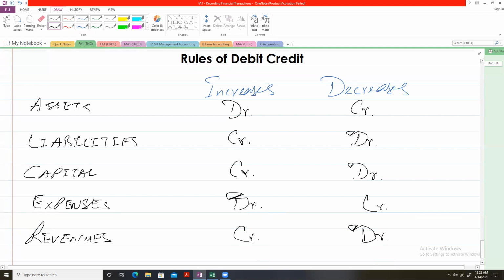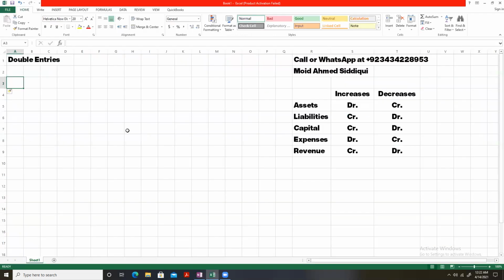To record transactions, we use these rules of debit and credit, and this recording is called double entry bookkeeping or double entries. So in this video lecture, I will put some transactions in front of you, and I will record double entries for the transactions that I will mention. So let's start.